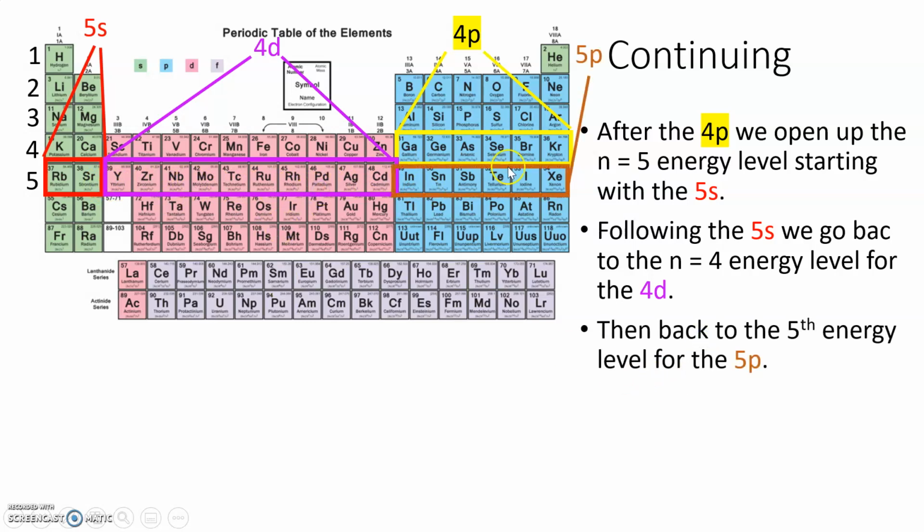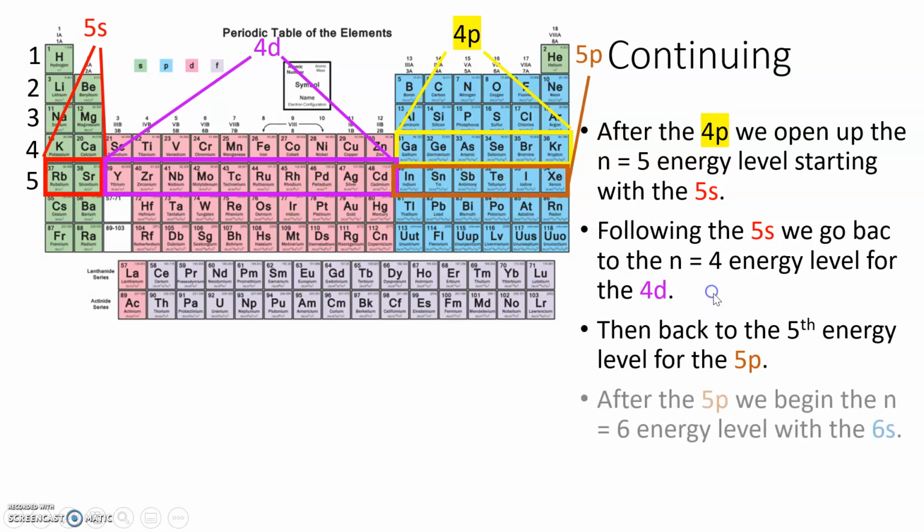After 4d, we can continue back to 5. We go to the 5p. Here's the 5p. And after 5p, we open up the 6th energy level. 6th energy level starts with 6s. Again, hopefully you're getting familiar or kind of comfortable with that pattern. When you're looking at that periodic table, it tells you right where you should be. So 5s to 4d, 4d to 5p, 5p to 6s.